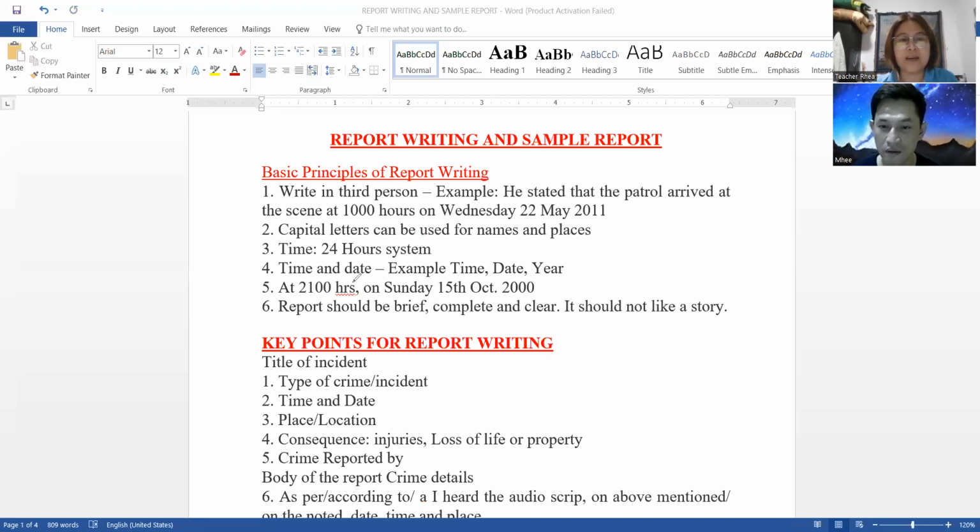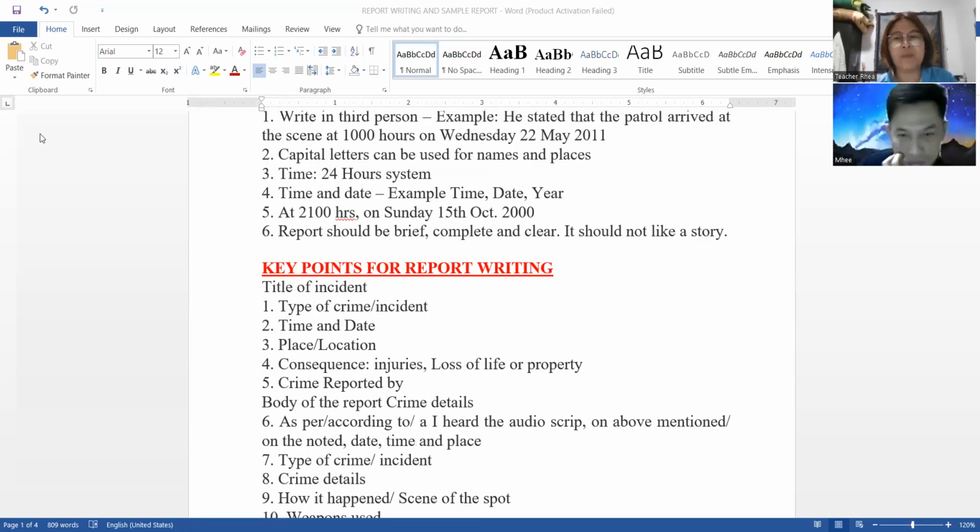So we have here the structure of the time and date. Yes, this is the structure when you write the time and the day and the date and year. Then the report should be brief. Brief means it's short, concise, and clear. Concise, brief, complete, and clear. So it should not be like a story. It's not similar to telling a story when making an incident report. These are the key points for report writing.